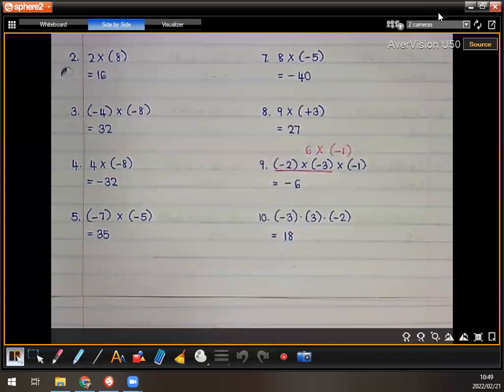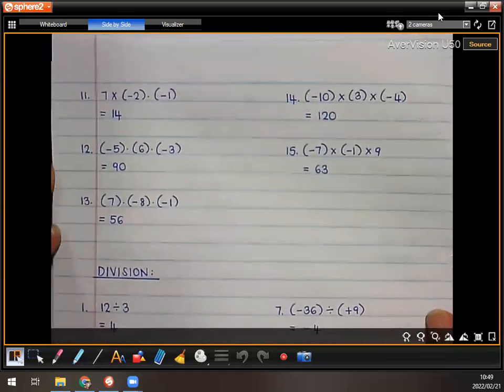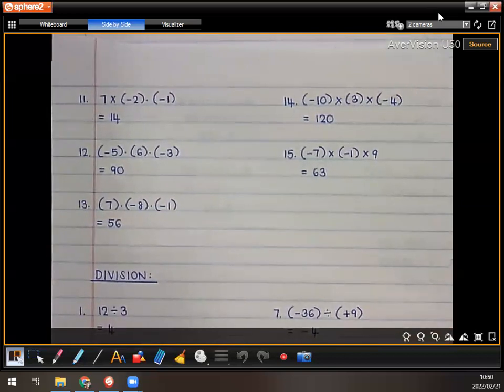Are there any questions so far, guys? Yes. About 7 more. 6 was 36. Okay, can I move to the next page? All right, there we have 11 to 15. Are you guys finding these ones easier than the addition and subtraction? You could if you want.